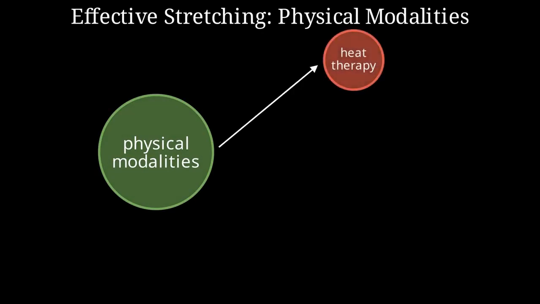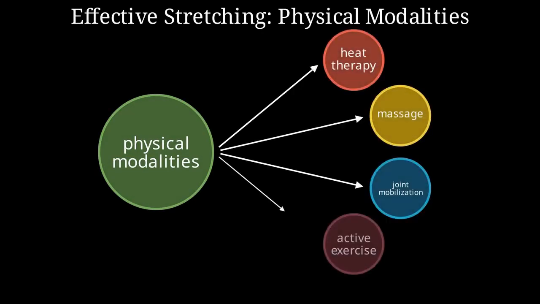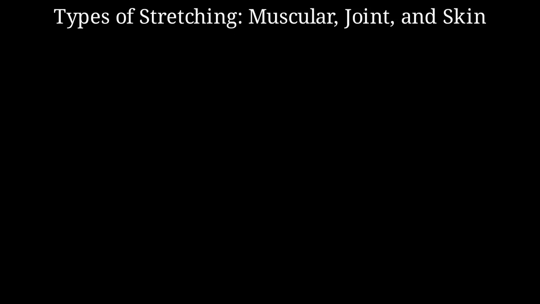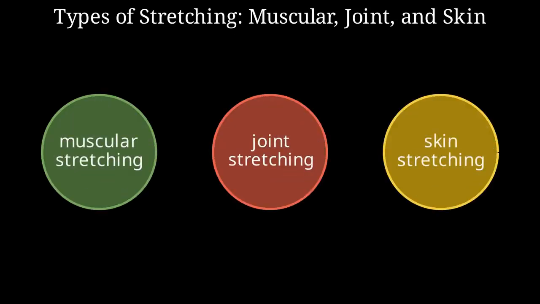Physical modalities like heat, massage, oscillation, joint mobilization, and active exercise can enhance the effectiveness of stretching by increasing tissue relaxation, circulation, and flexibility. Stretching can target muscles, joints, or skin. Muscular stretching involves performing the opposite action of the muscle. Joint stretching focuses on soft tissues around the joint, and skin stretching is used for contractures.